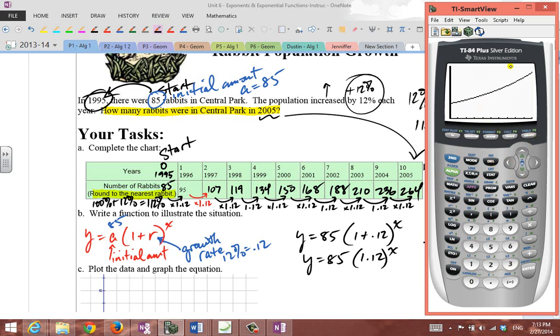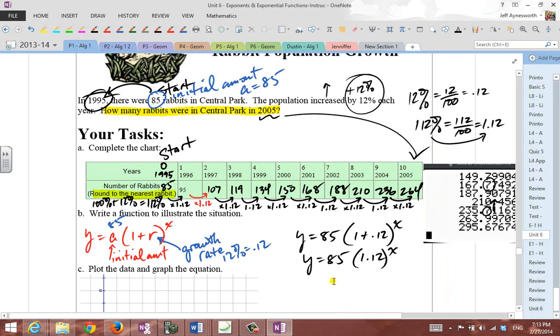So now I can see my function right here. This is the growth curve. I'm going to hit trace and enter a value of 10. There we go, 263.9, which rounds to 264. So I can use the graph in trace mode to figure it out. Here, let me capture that and show you guys.